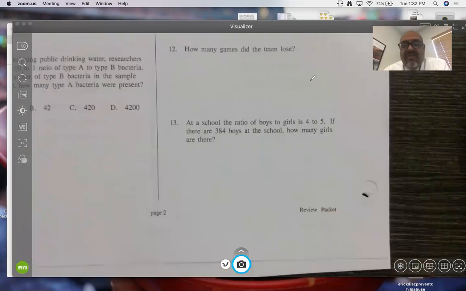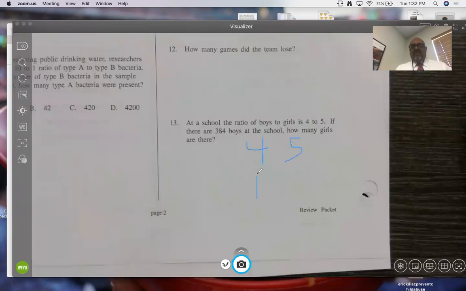It looks like this one's very similar. We're going to go ahead and create a boys to girls ratio. So we have 4 to 5. 4 what?